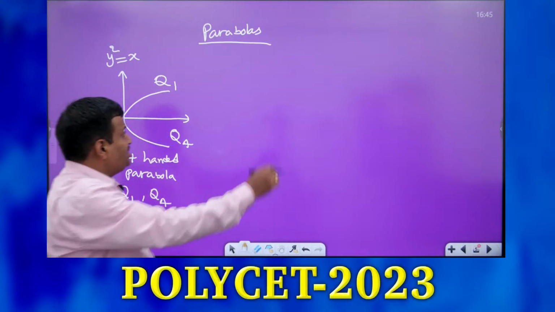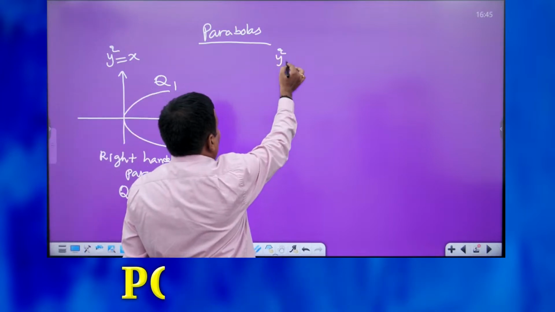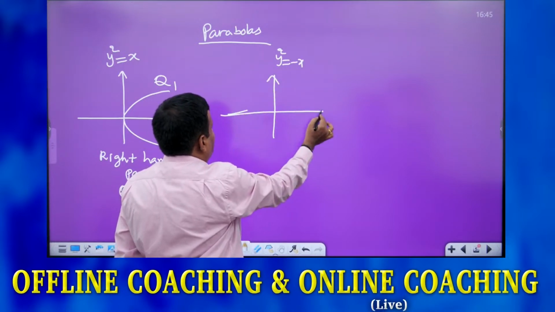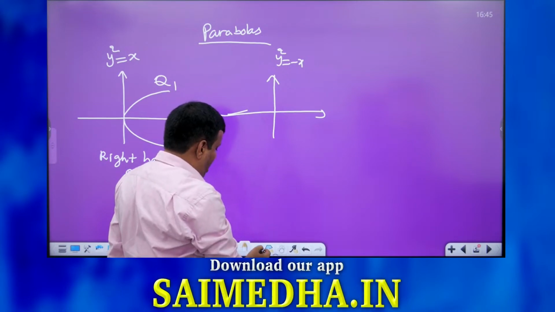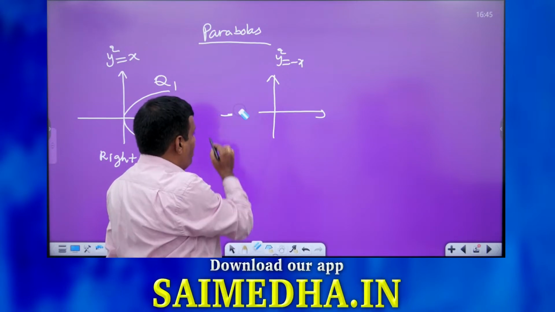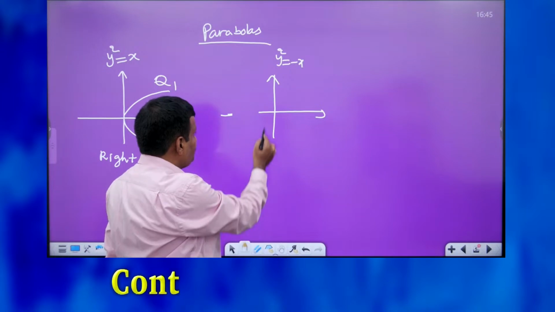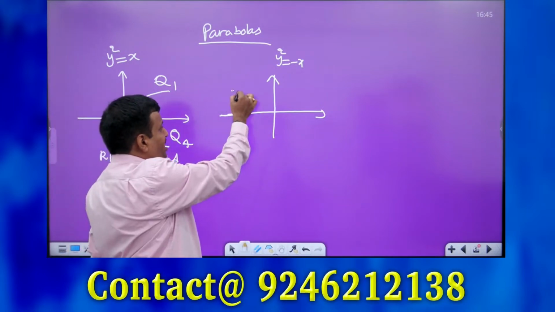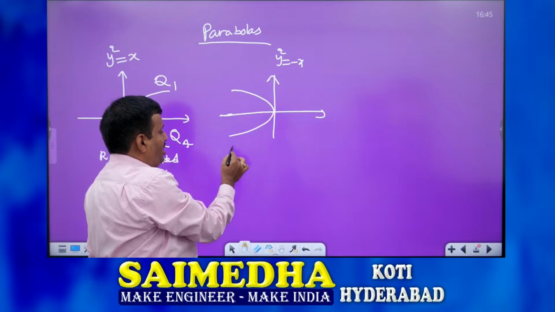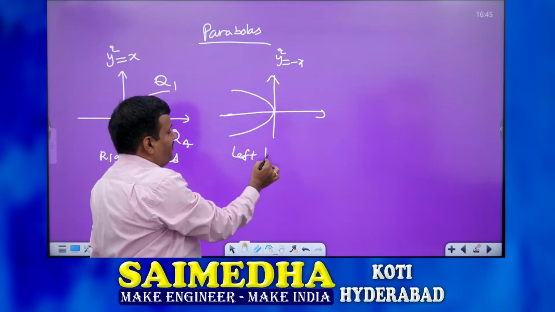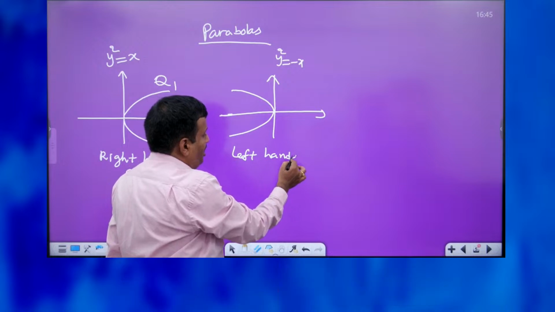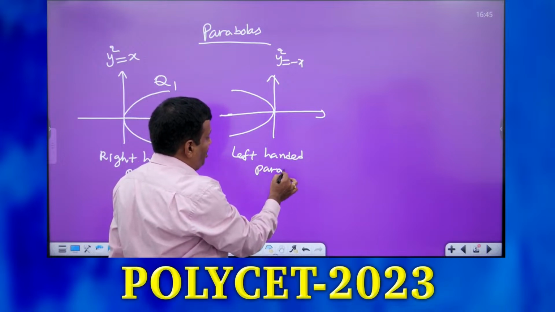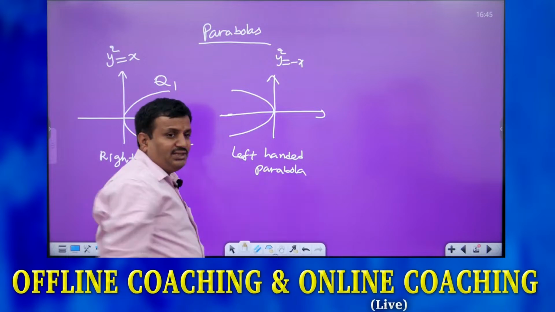If it is y square equal to minus x, what type of parabola is it? Y square equal to minus x is the left-handed parabola. What is the name of all these curves? Parabolas. This is the left-handed parabola.